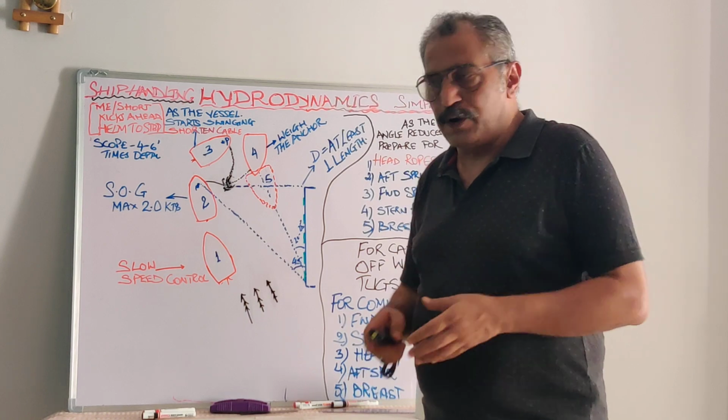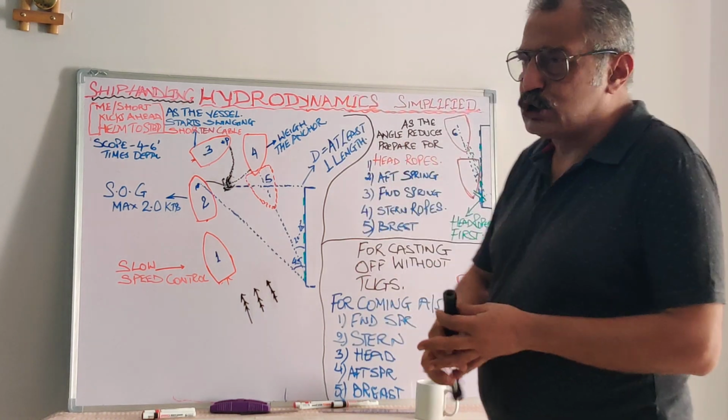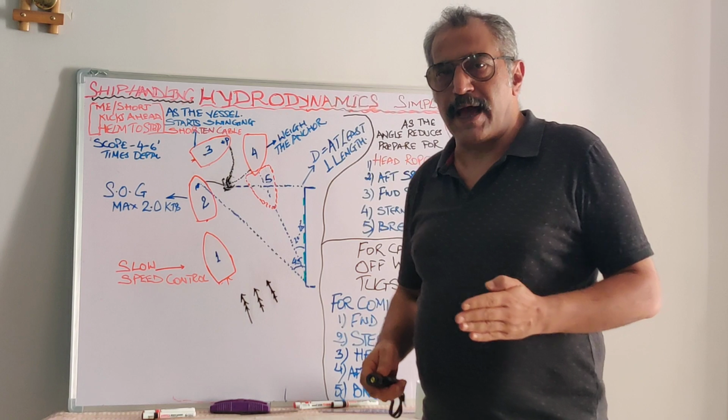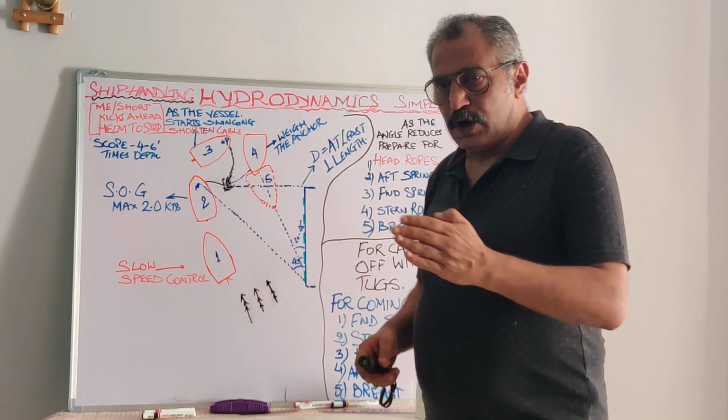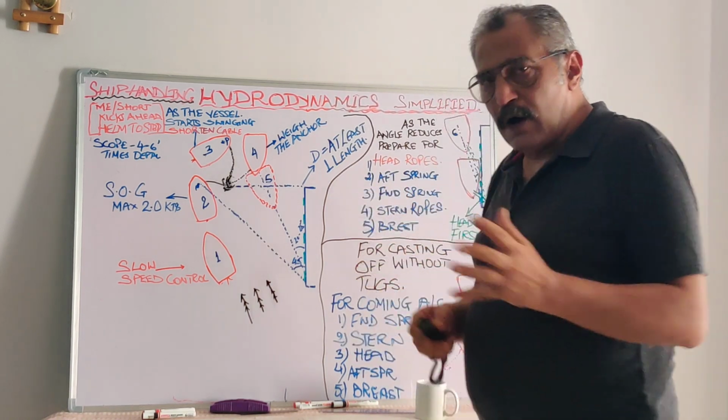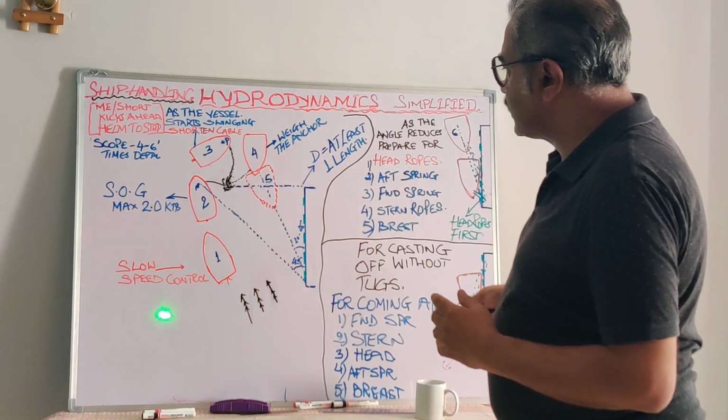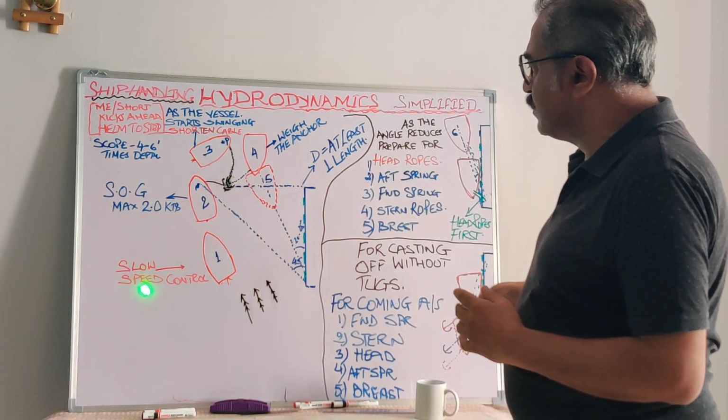Now, in this particular scenario, we are going to turn to starboard. So, we are going to use the starboard anchor because we are going to turn to starboard. Now, how is it going to happen? Here we are at slow speed. We are at slow speed control, dead slow, slow ahead.